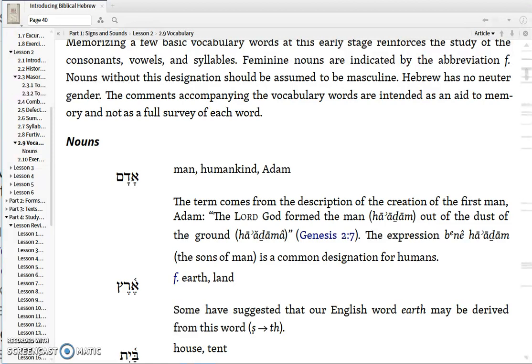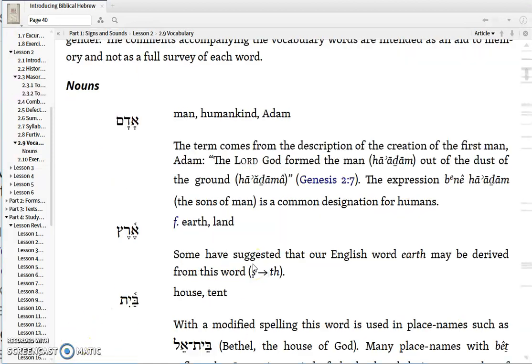A few words about the vocabulary. We're going to start learning words now, and you should learn them by heart. Ideally, you should learn them from Hebrew to English, but then also be able to go back from English to Hebrew. In addition, it would be good if you could know all the different English glosses that Ross gives you. So here you have the word Adam. Adam means man or humankind, but it's also a personal name, Adam. And so if you can learn man, humankind, Adam, that would be ideal.